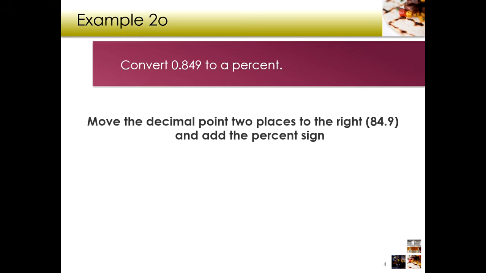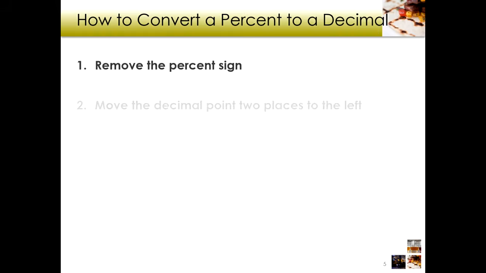Turning a number into a percentage isn't difficult, but we have to remember that when we're doing mathematical calculations, we can't have it as a percentage. We have to have it as a regular number, so we might have to turn percentages back into decimals, right? So our first example here, we ended up with 84.9%. More often than not, we're going to be doing the opposite in our calculations. We're going to remove the percent sign and move the decimal place 2 points to the left.